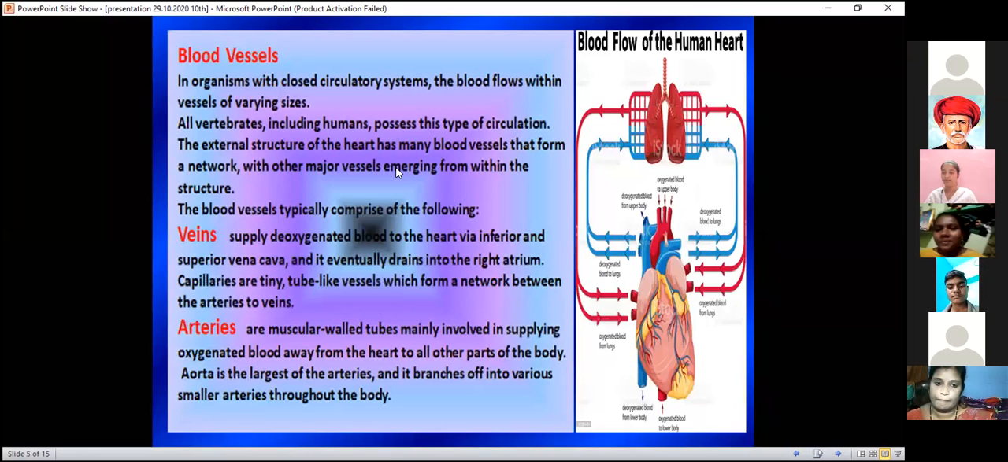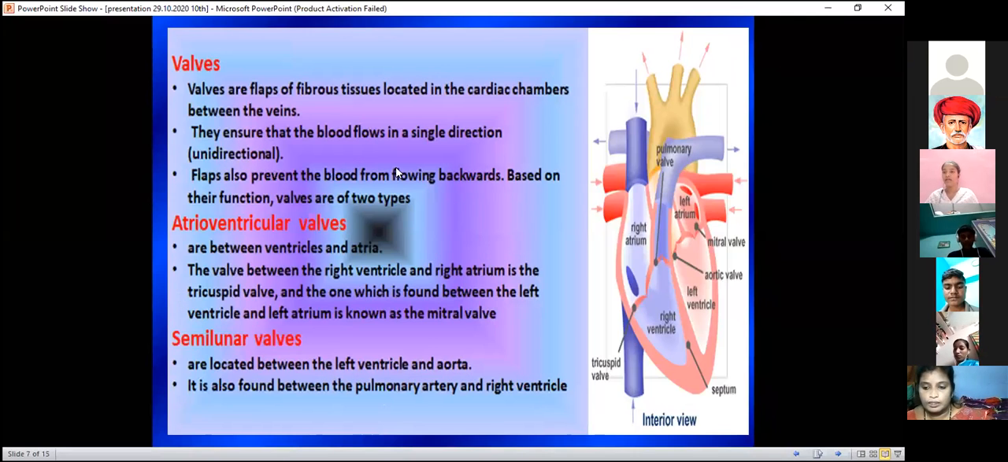Again, how many valves are there? Four valves, madam. What are they? Tricuspid valve, bicuspid or mitral valve, pulmonary valve, and aortic valve. These are the four valves in our internal heart. Okay.